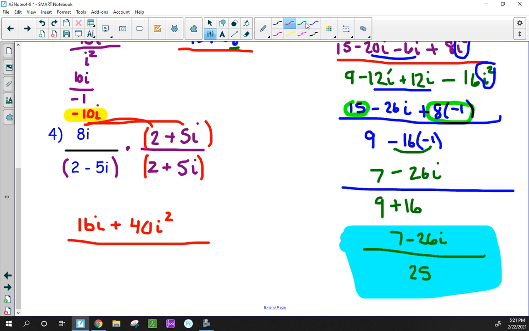Denominator, I see 2 by 2, so that's a binomial times binomial. I would do FOIL: first, outer, inner, last. 2 times 2 is 4. Outside, 2 times 5i is 10i. Inside, negative 5i times 2, negative 10i. And then negative 5i times positive 5i. Negative times positive is negative, 5 times 5 is 25, i times i is i squared.